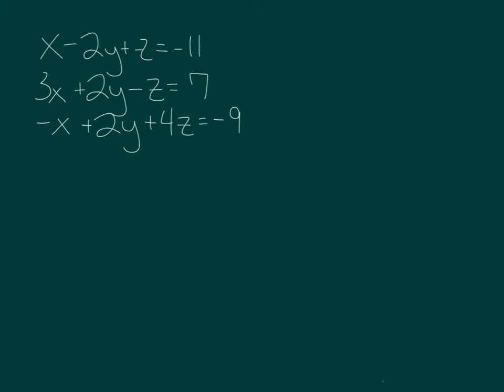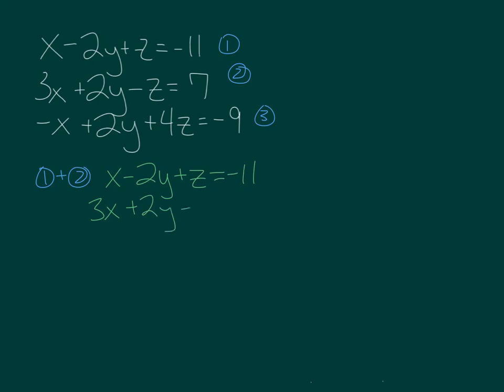So first, as we always do, let's number our equations, 1, 2, and 3. And the first thing I want to do is add 1 to 2. When I add equation 1 to 2, I'm adding x minus 2y plus z equal to negative 11 to 3x plus 2y minus z equal to 7. When we do this, we get 4x, my y's canceling, and my z's canceling, which means that 4x is equal to negative 4, or that x is equal to negative 1. And I already have one of the solutions to the ordered triple that solves my system.